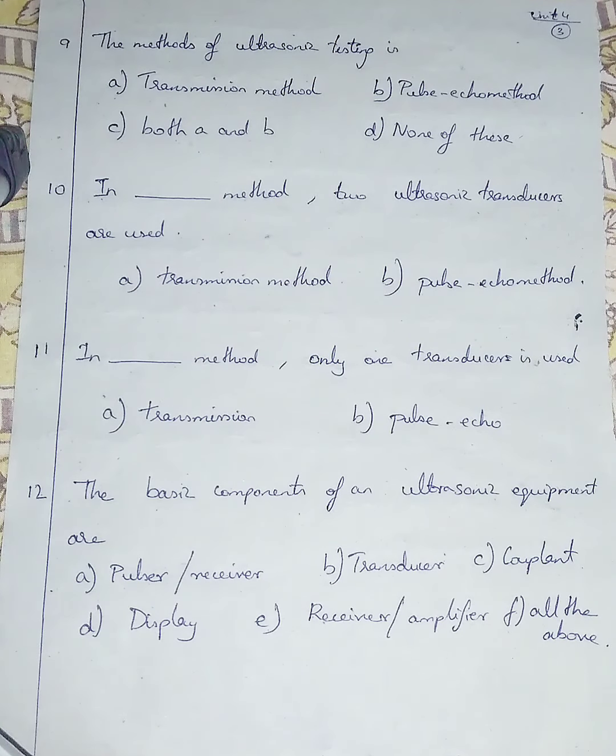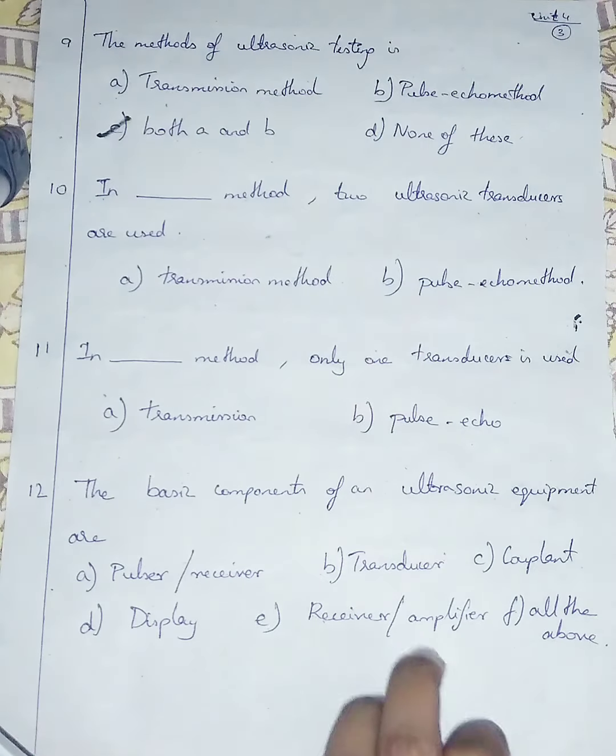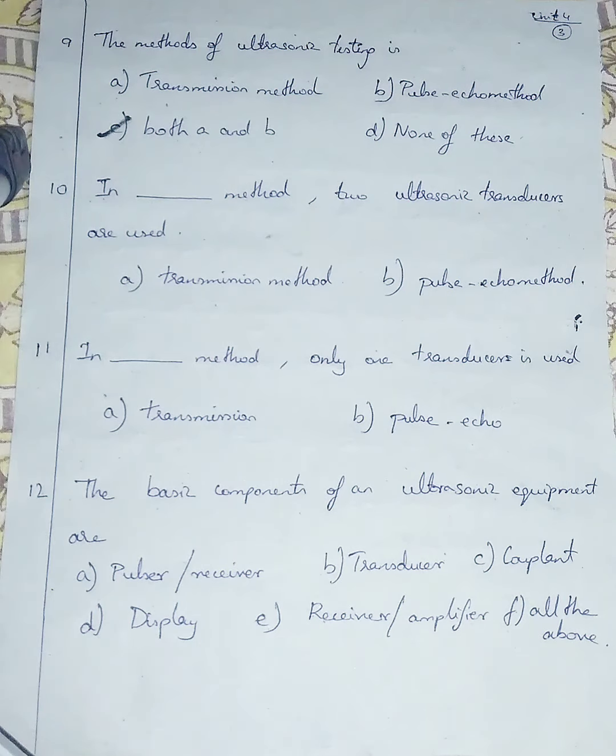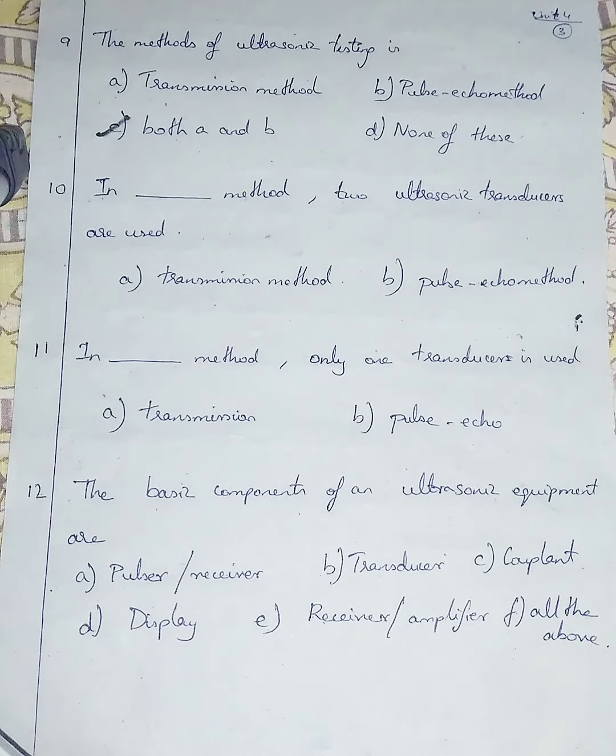Question number 9. The methods of ultrasonic testing is. There are two types of methods for ultrasonic testing. One is the transmission method, the other is the pulse echo method. A is transmission method, B is pulse echo method, C is both A and B, and D is none of these. So I am going with option C, both A and B, because we use two methods for ultrasonic testing: the transmission method and the pulse echo method.